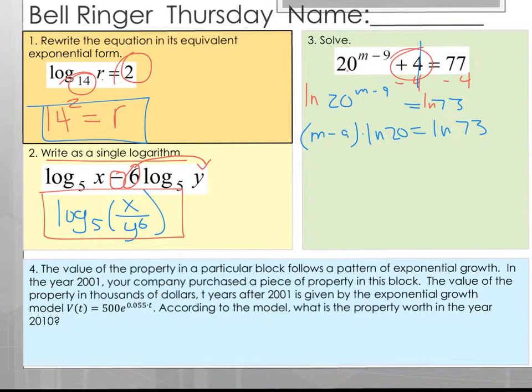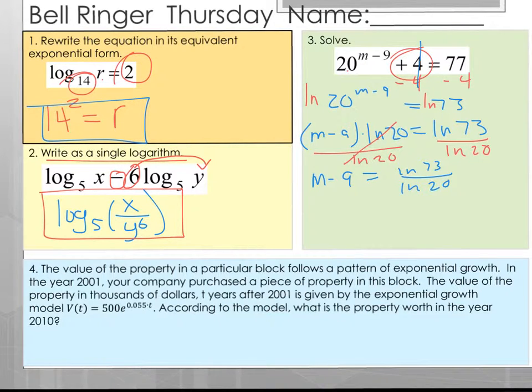Now I want to start isolating our variable, which is m. Right now it's being multiplied by the natural log of 20, so we can divide by the natural log of 20. So that's going to cancel, and we get m minus 9 is equal to whatever the natural log of 73 over the natural log of 20 is.